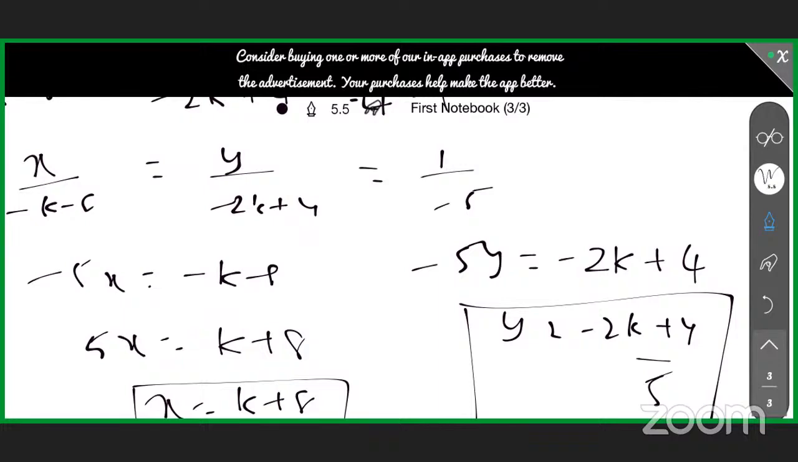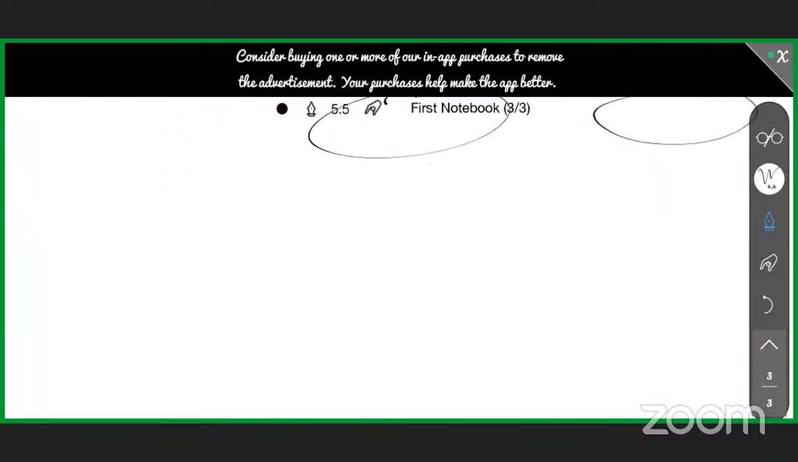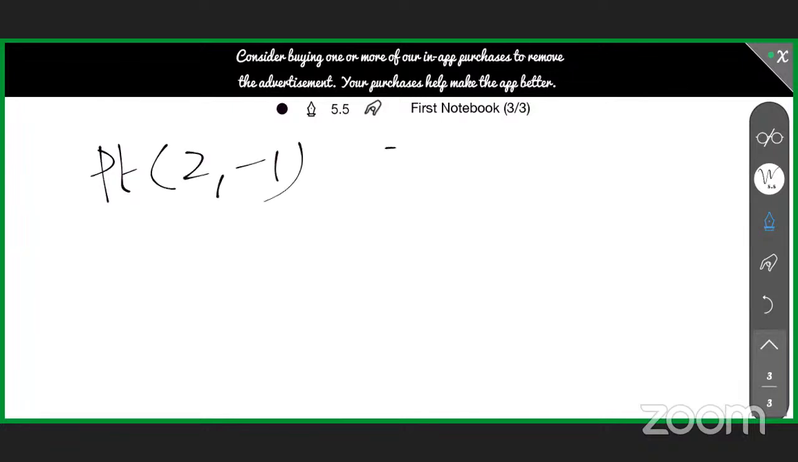Let me see how you will do it. It's already a simple question, basically a 2D geometry question. The portion of a line intercepted by the coordinate axes is divided by the point 2, -1 in the ratio 3:2. Find the equation of the line.